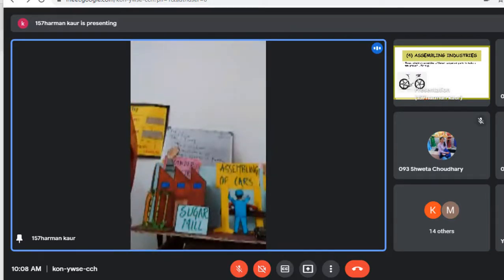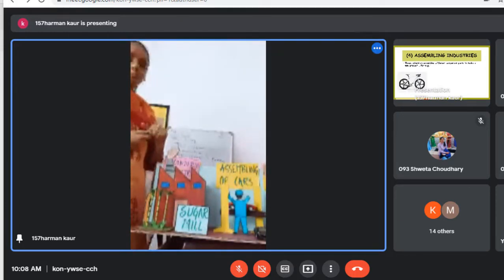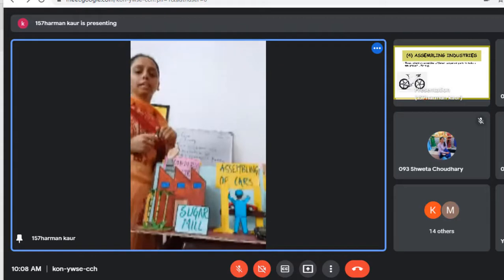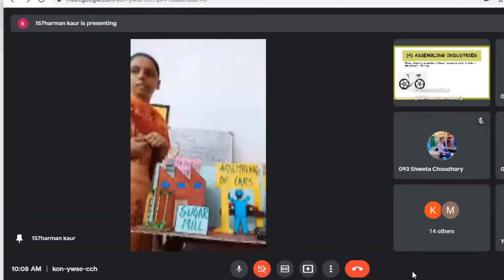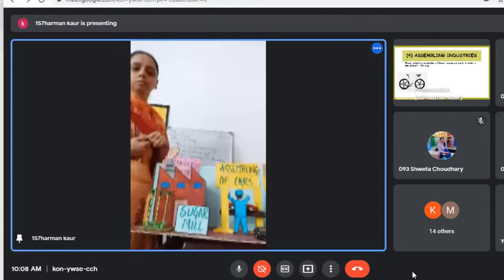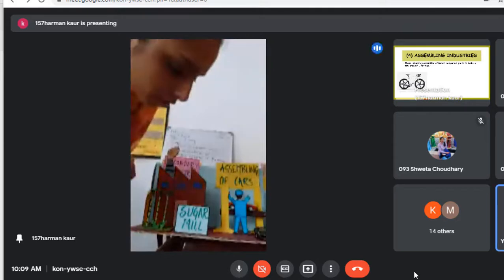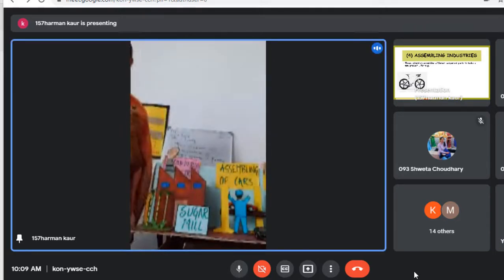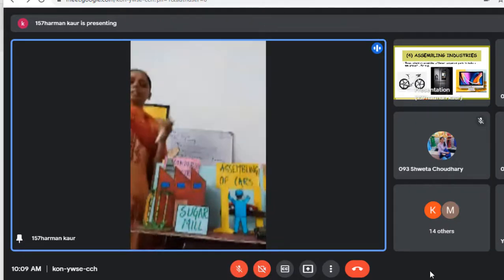And the other example is the cycle. Give me an example of the assembling industries. There are also some electrical and electronic products. Give me some examples. Mobile phone. Yes, mobile phone. Any other? Computer. Very good, computer. And next is fridge, refrigerator, and TV. So all these products are made by combining different component parts.